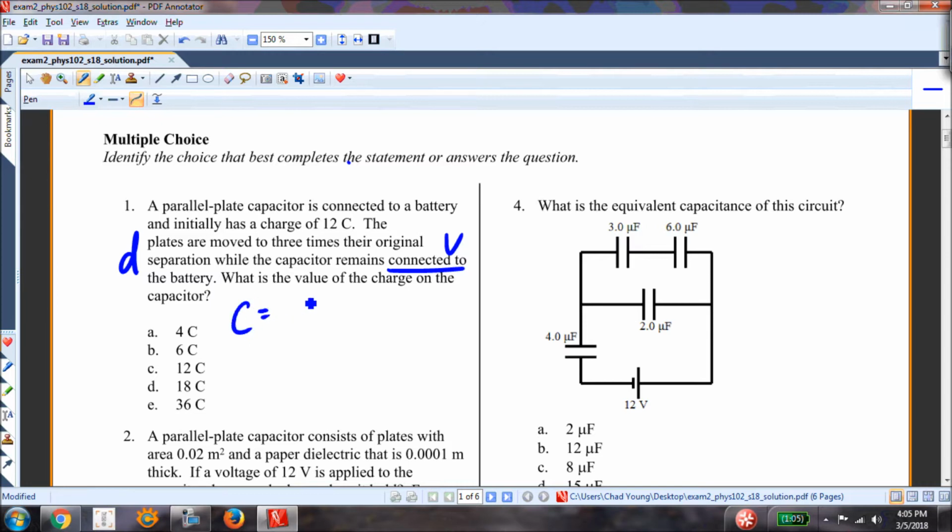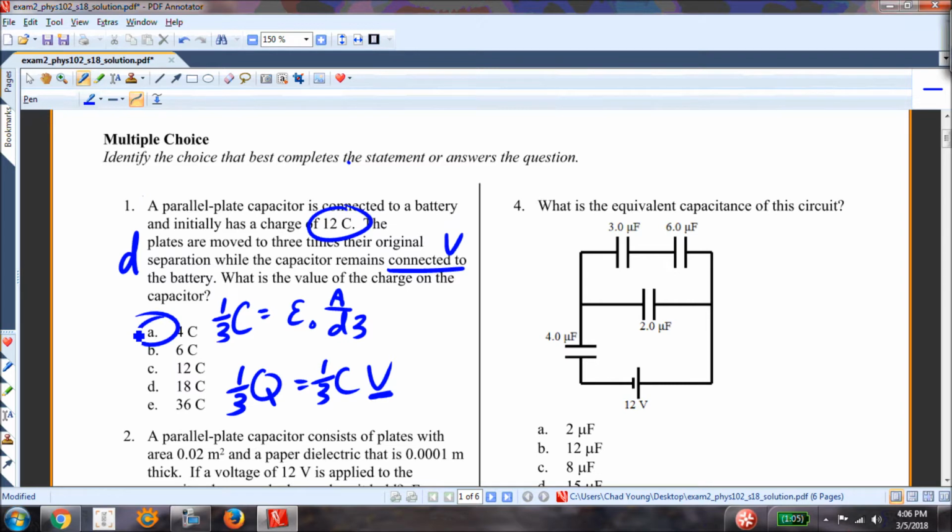Well, let's first think about our capacitance. How does that change? Epsilon naught A over D. This value is getting 3 times bigger, so the capacitance is 1/3 as big. And then I look at Q equals CV. If my capacitance is dropping by a factor of 3, my voltage remains constant. That means my charge is dropping by a factor of 3 too. So it was 12 coulombs, now it's going to be 4 coulombs.